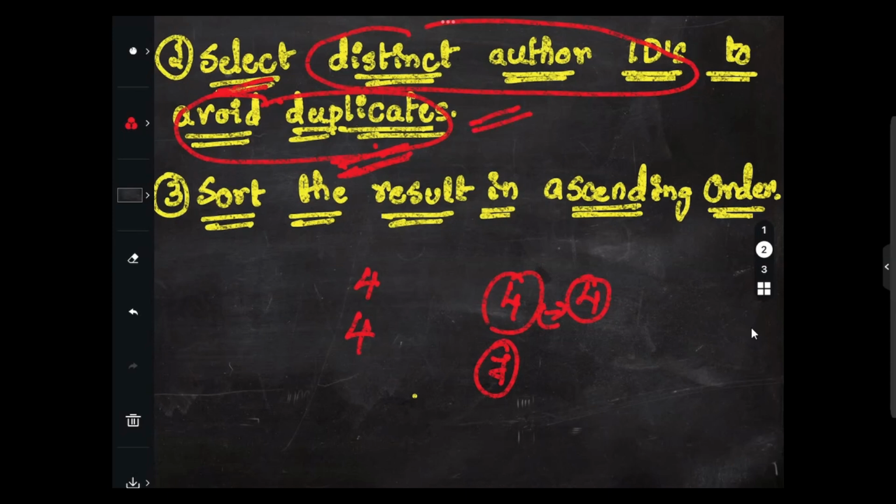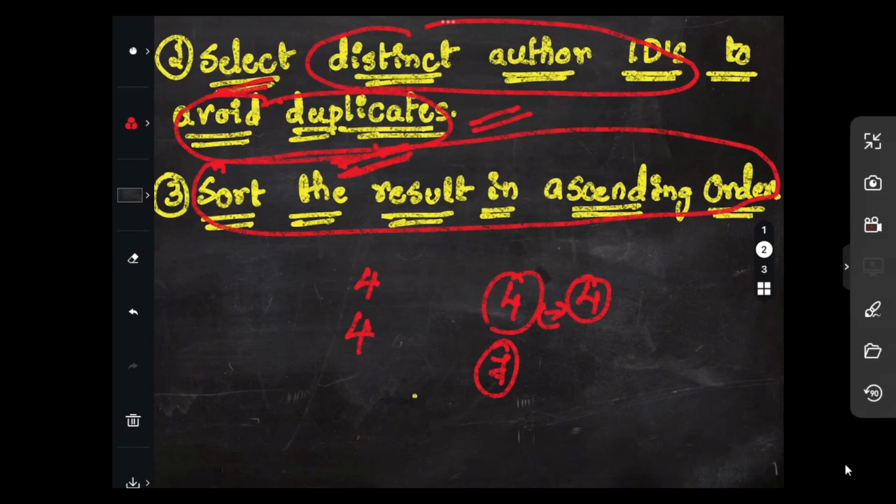Then after the second step, we will sort the result in ascending order. They have asked in the question, so we have to sort the value in ascending order based on the author ID. So that's what we will be doing, sorting the result in ascending order finally. This is the approach that we will be going with. I hope the approach is completely clear.